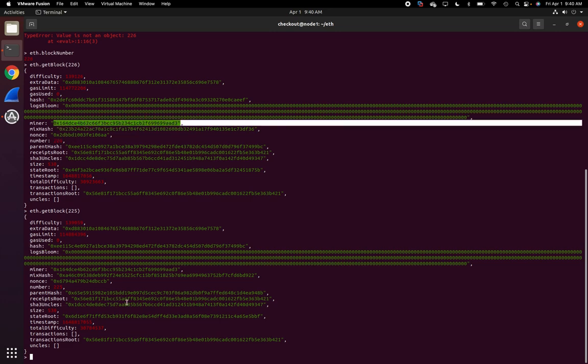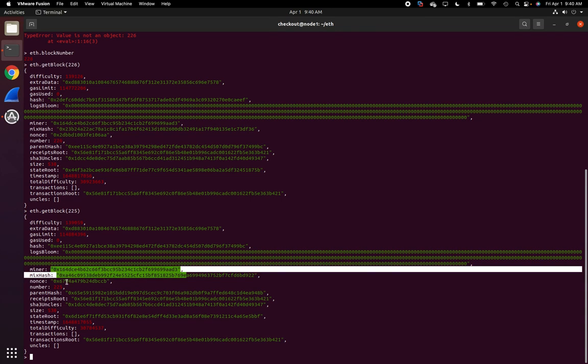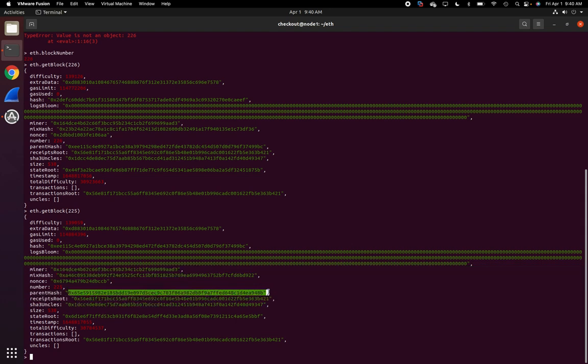We also have the same miner in both instances. Mix hash and nonce are different. Block number is different. Our parent hash, if we were to go look at block 224, the hash of that block would be this. Our receipt root is still the same. Our uncles is the same as well, and uncles are when you drop off the main chain but are still in the Merkle tree. So you're not considered off the chain, but you're not up to date on the current main chain. But you can always return to the main chain if you're an uncle.